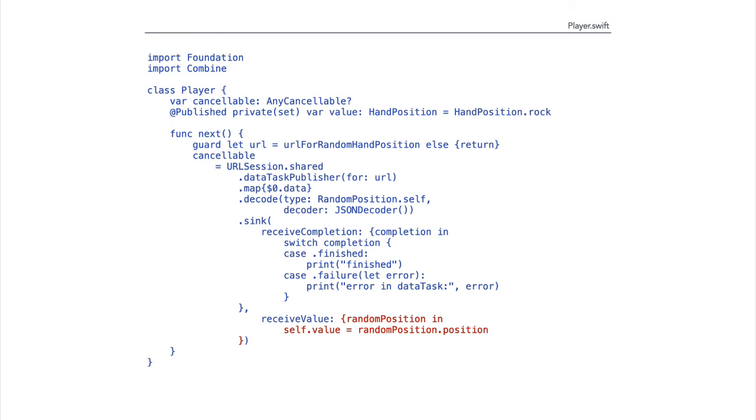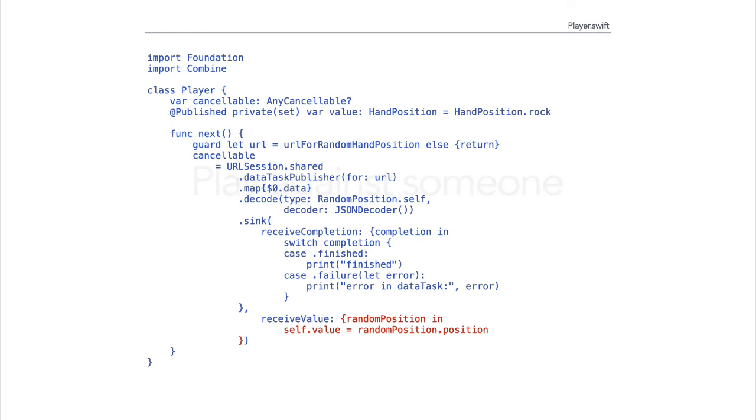It's just different if I receive a value because the value is going to be of type random position. The JSON decoder transformed me from having a publisher of data that could fail to a publisher of random position that could fail. And so if I receive a value, it is a value of type random position. I reach inside random position, grab the position, and assign that to value. And that's how we deal with JSON.